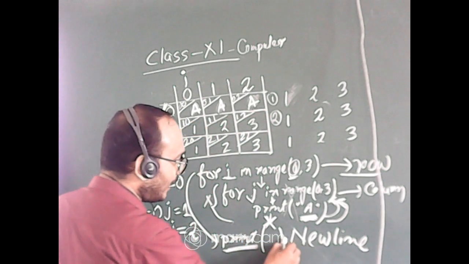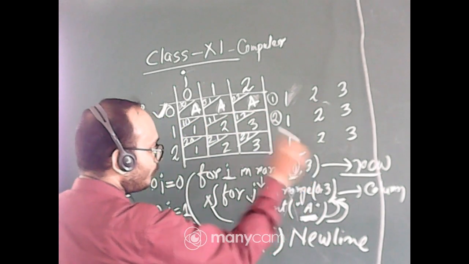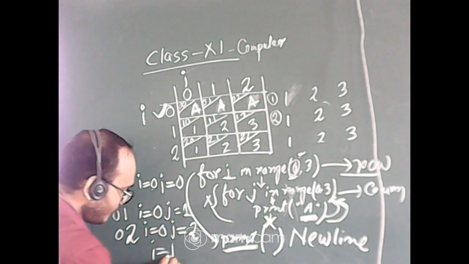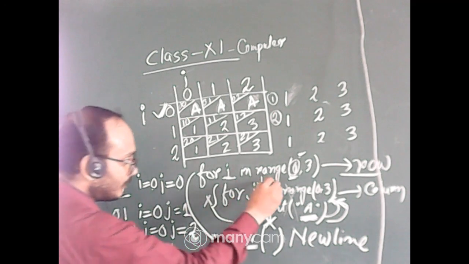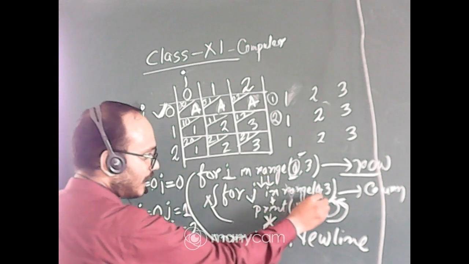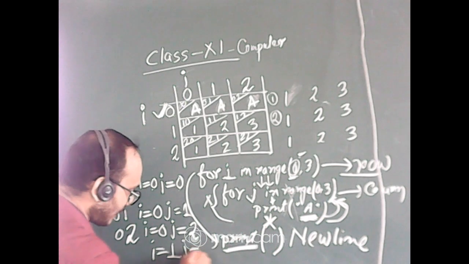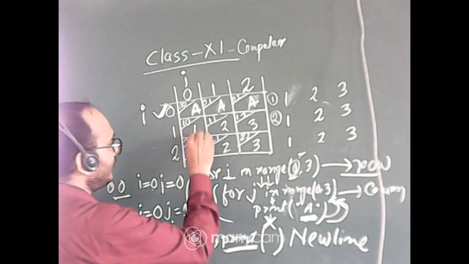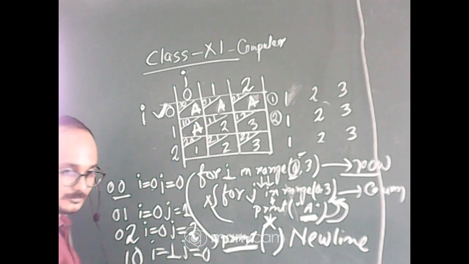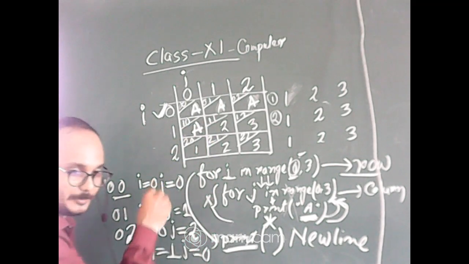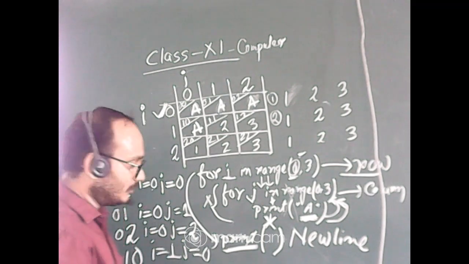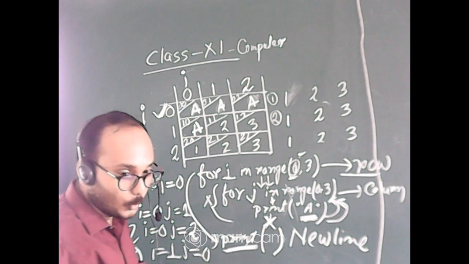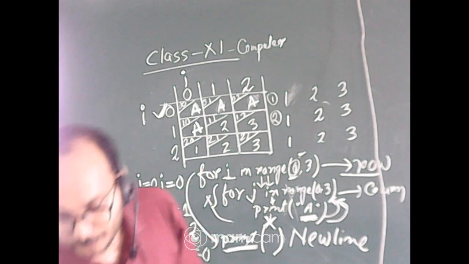Now it goes to the i value. The i value now increases: i equals 0 plus 1, 1. But the j value, again it comes here, starts from 0. So the value will be 1, 0. So again here it prints. Again these tasks are repeated. So that's why we use a for loop, a nested for loop.